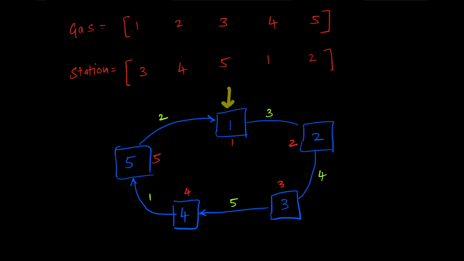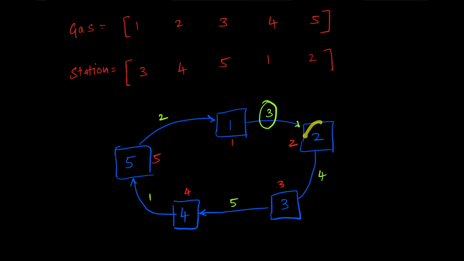Let's start with station number 1, that is index 0. With an empty tank and only 1 unit of gas available, we won't be able to get to the next station because we need a total of 3 units of gas. As we don't have a surplus of gas available, there's no point in starting from station number 1, as the difference between the supply and demand is minus 2.